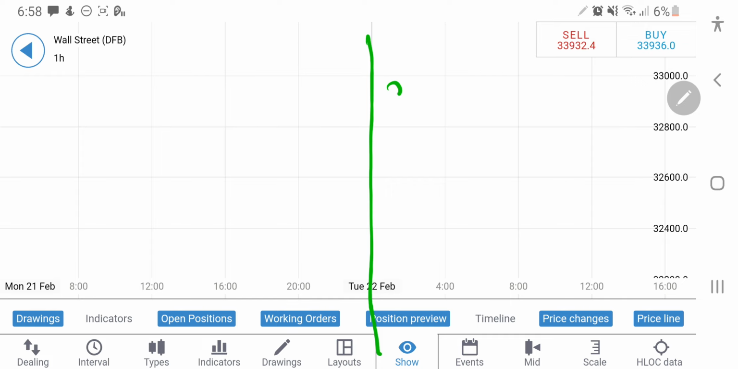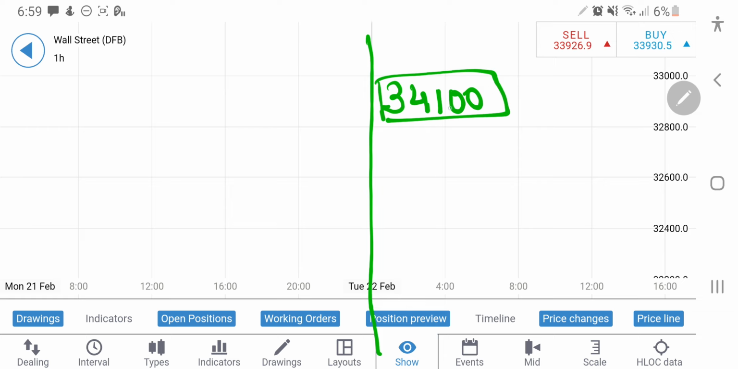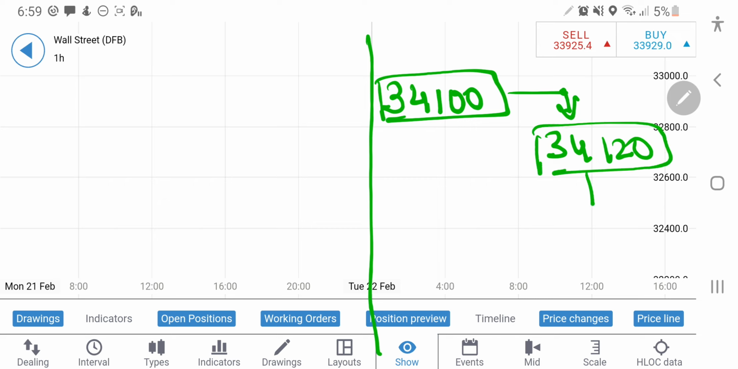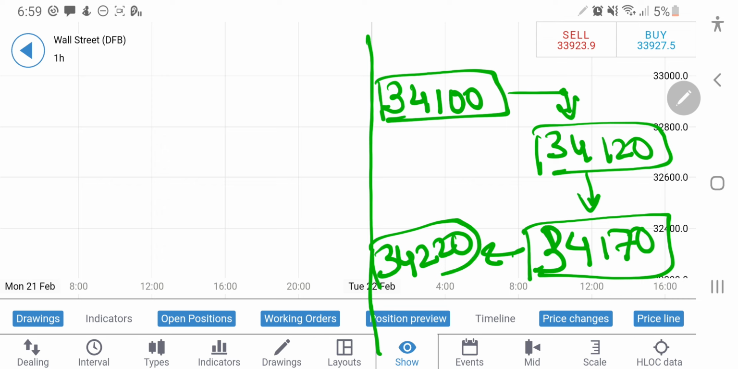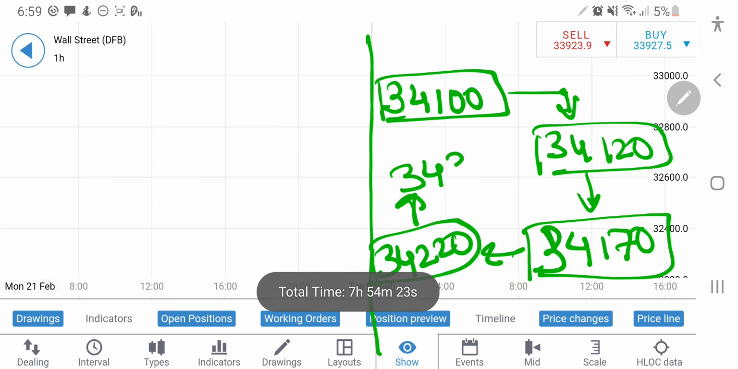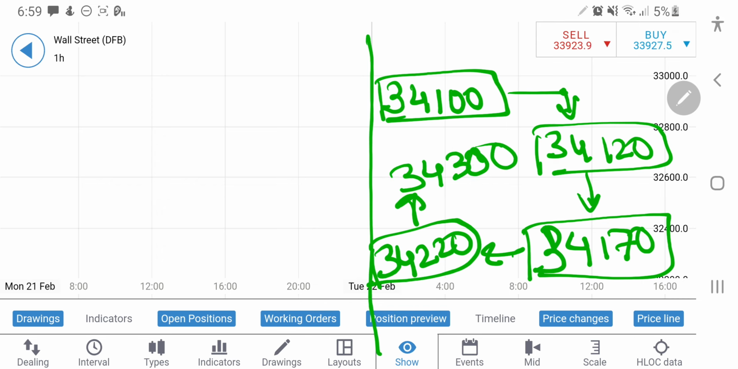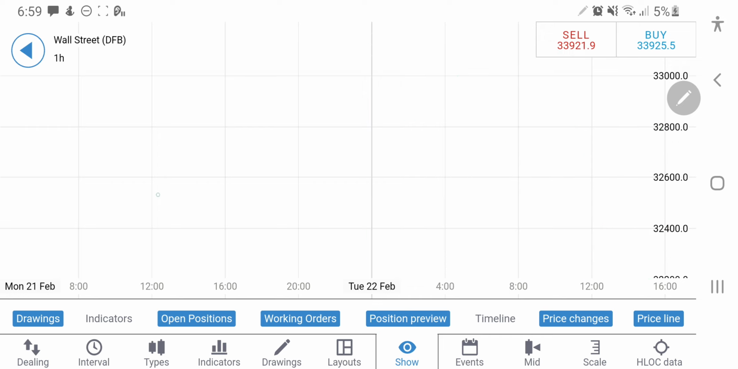Any long entry I will recommend only after 34,100. Once it breaks 34,100, you can take a long entry for 34,120, and then after that it will fly to 34,170 and 34,220 and 34,300, and then 34,300 levels.